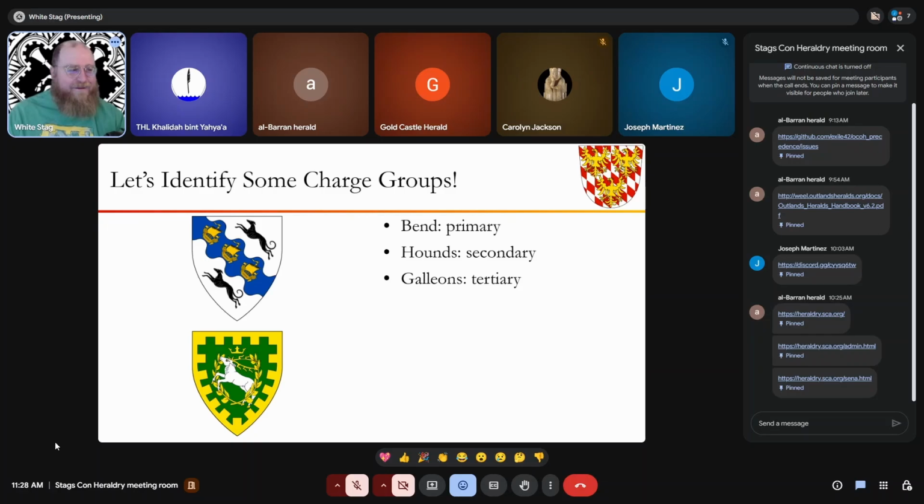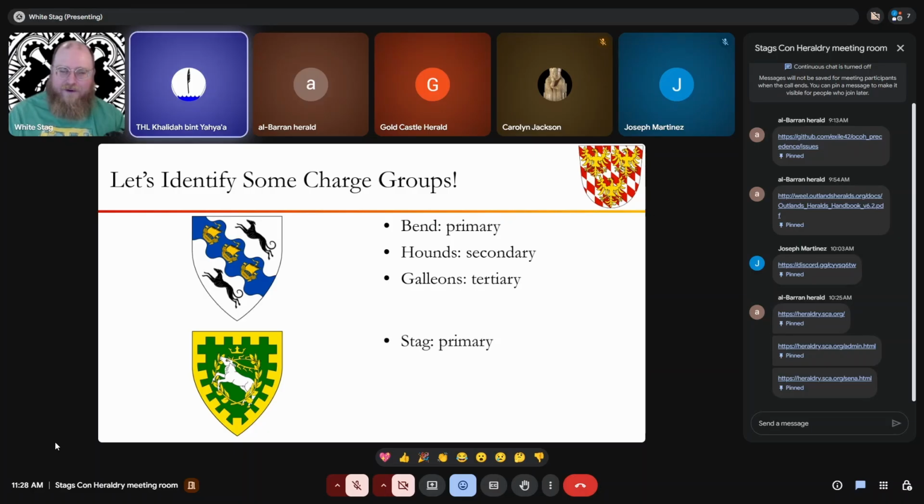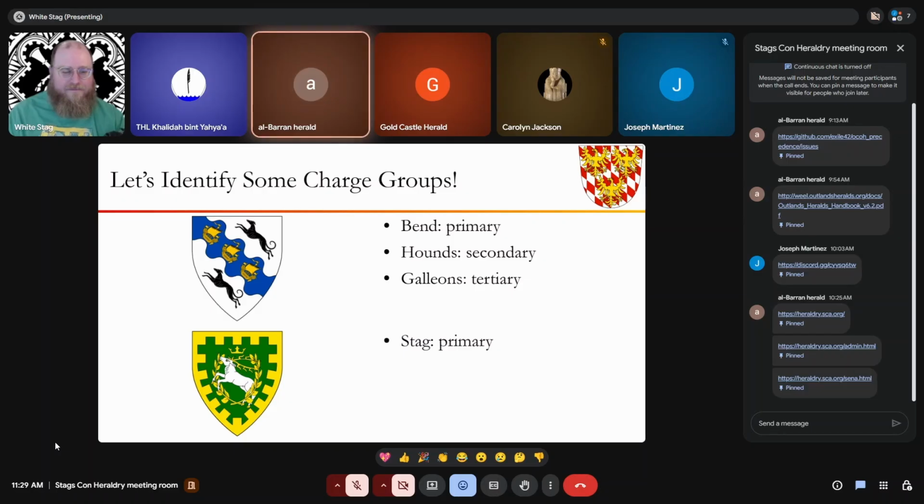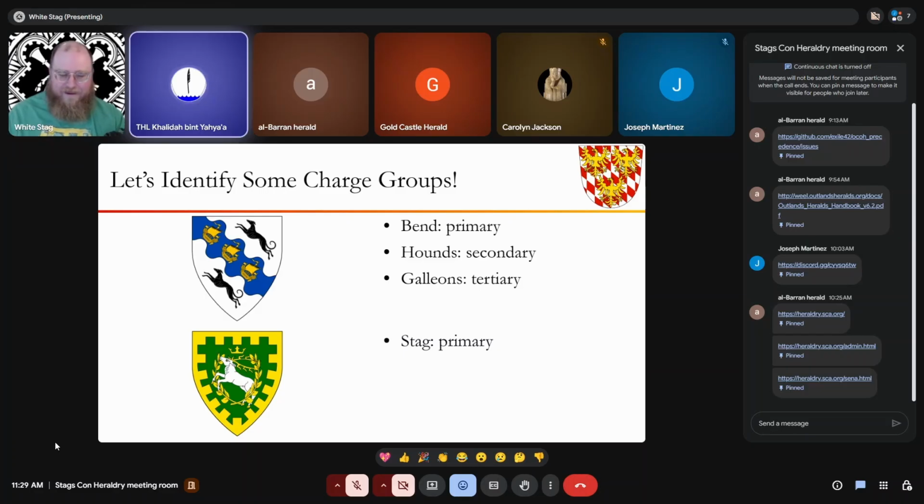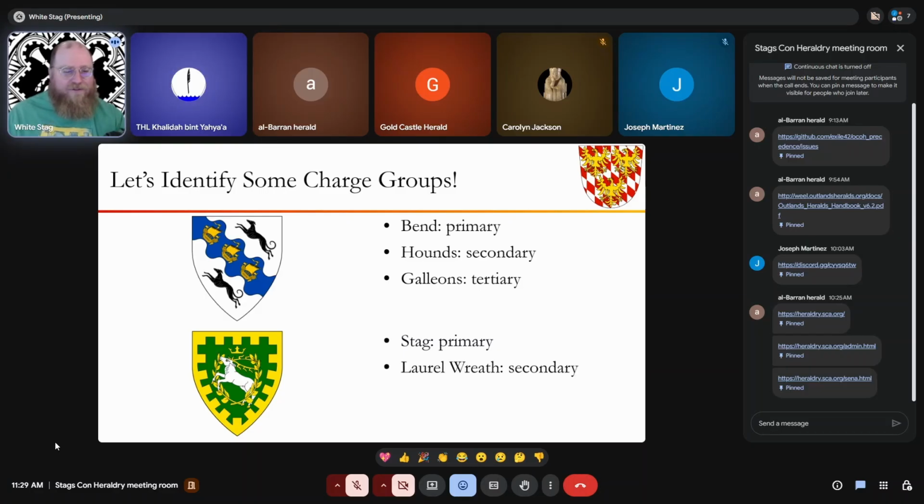What's the stag? The primary. Correct. What's the laurel wreath? Peripheral. That's not a type of charge. It is technically the secondary. The laurel wreath is a secondary charge. What's the crown? Would it be considered a sustained secondary? It's not sustained. It's not being held. Okay. It's kind of a weird case.